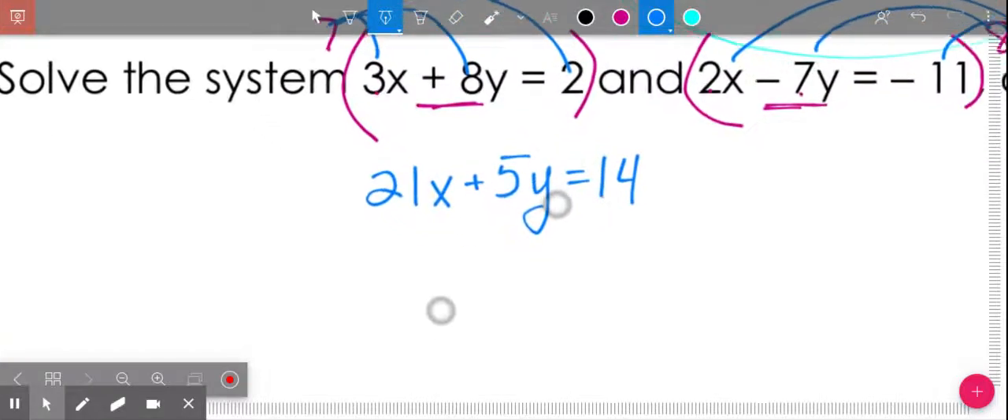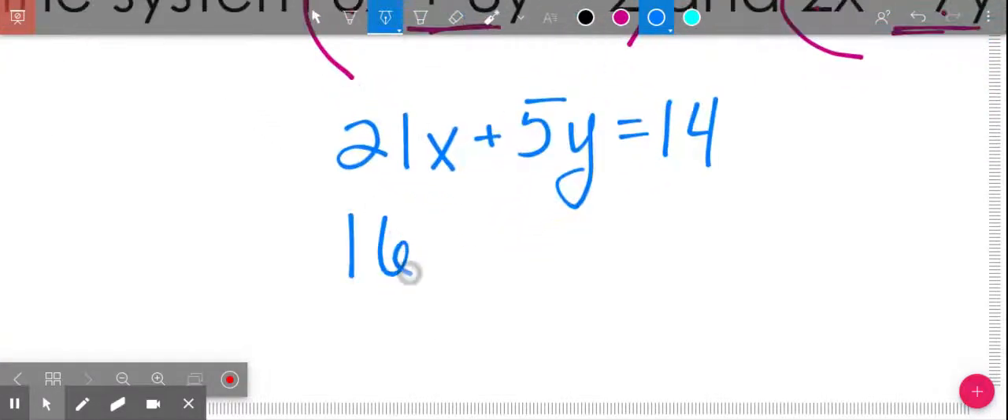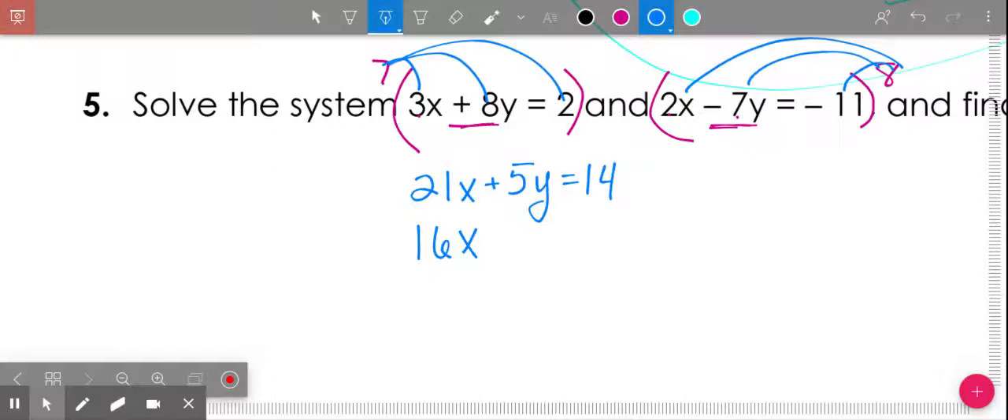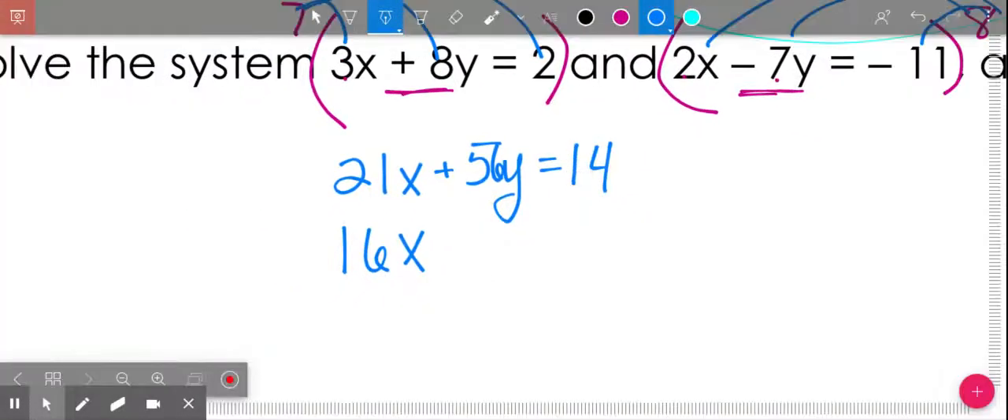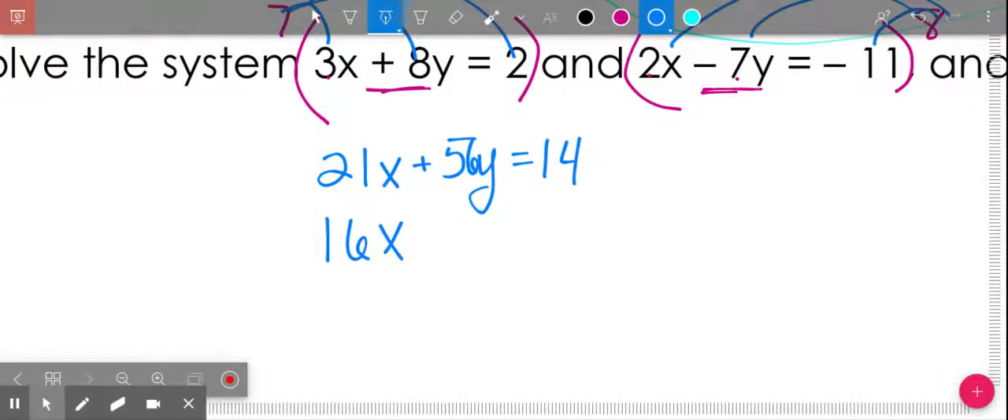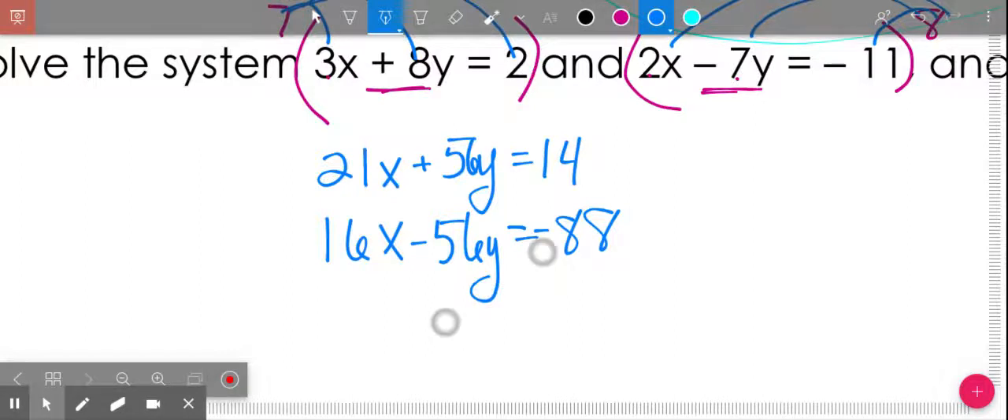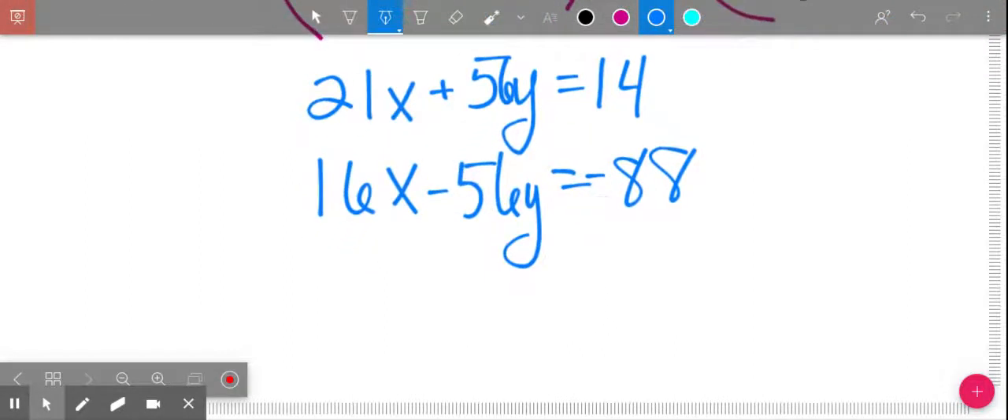2 times 8 becomes 16x. Oh, I forgot the 6 in there. I just wrote 5y. My bad. Negative 7 times 8 gives me minus 56y is equal to negative 11 times 8 gives me negative 88. Some kind of big numbers, but that's okay. That's why we got those handy dandy calculators, right?